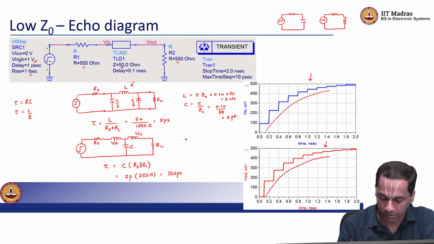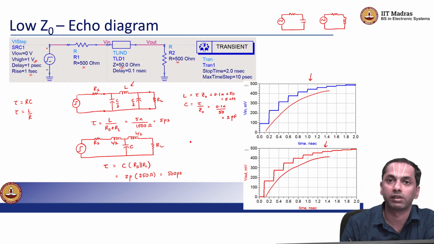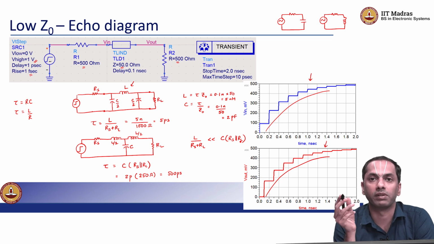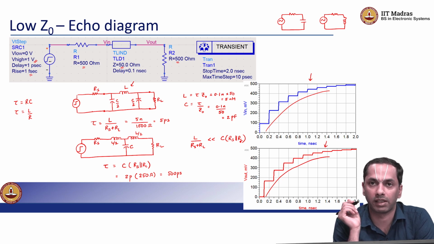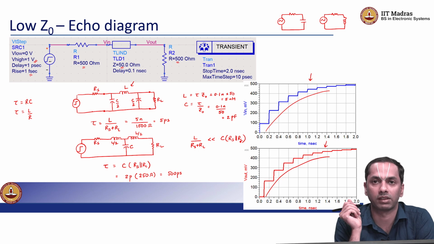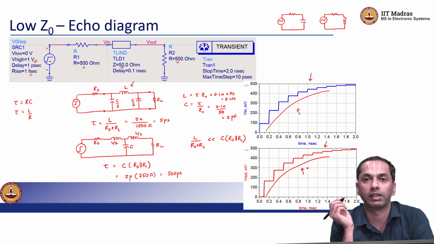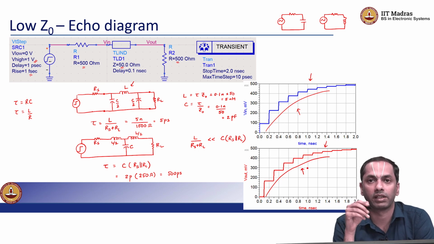right? So you can say that the tau for the capacitor to charge in this scenario is much larger than the time constant for the inductor to charge, right? So you can say that L by Rs plus RL is much smaller than C times Rs parallel RL, right? So the transient behavior will be dominated by the charging effect of the capacitor in the transmission line as opposed to the charging effect of the inductor, right? Which is why we notice that the shapes that we see, right, look like that of an RC circuit where the capacitor is charging.